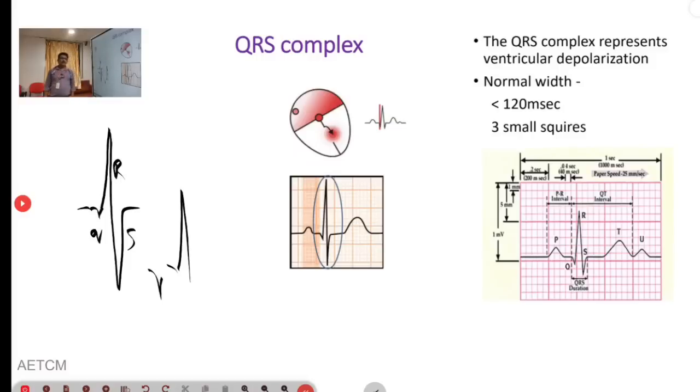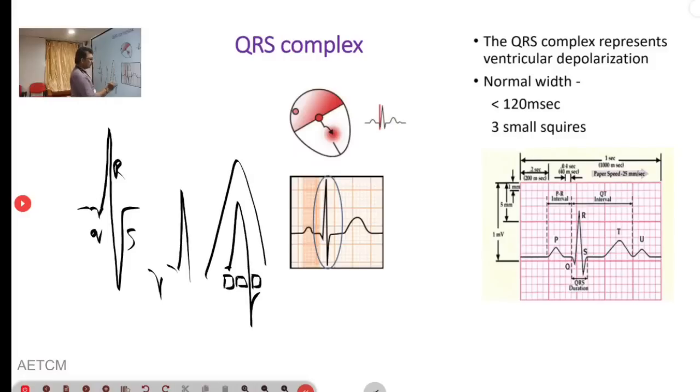So this QRS complex represents ventricular depolarization. Normal width is less than 120 milliseconds or less than 3 small squares. So suppose these are the small squares, QRS complex should come like this. But if the QRS complex is wider than 3 divisions, then you can call it as QRS complex is wide.